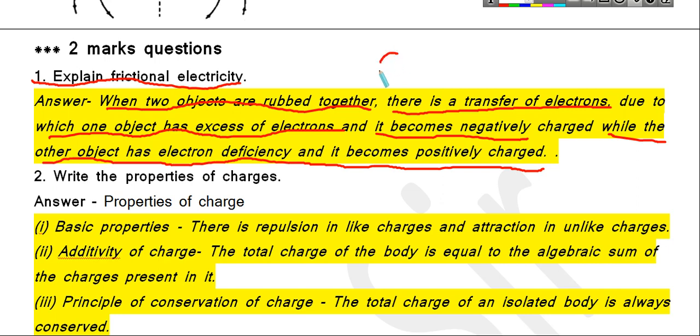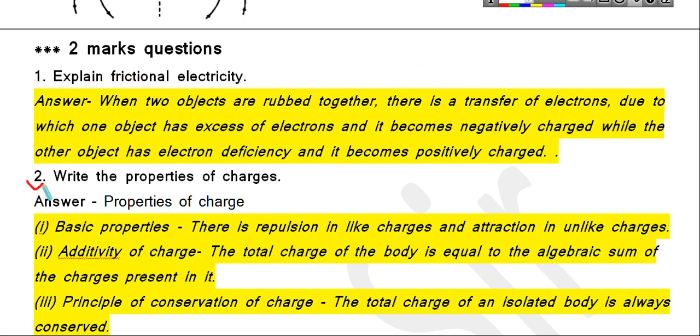Let us see. Consider this is a body and this is another body. When they are rubbed together, some electrons get transferred to this body, due to which the other has a deficiency of electrons and becomes positively charged, whereas this one gets electrons, so it has excess of electrons and becomes negatively charged. Thus there is a transfer of electrons from one body to another in frictional electricity.